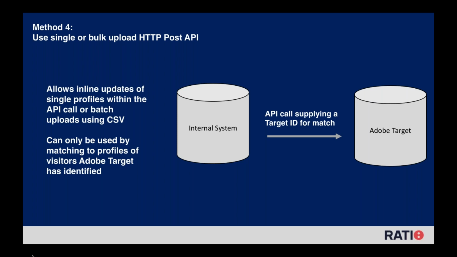There's some specific technical terminology, but suffice it to say that you're not going to be able to tell Adobe Target about a specific visitor and what attributes they might have in advance of Adobe Target actually seeing that visitor on the website for the first time. It can only be done after that visitor has come to the website for the first time.